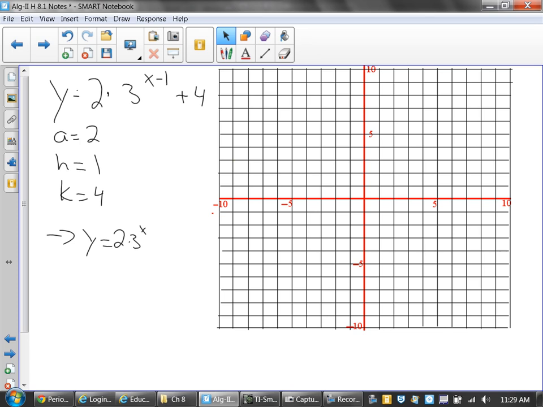When I go to graph that, what's my y-intercept? 2. My y-intercept here is going to be at 2. And now I just have to figure out some other easy point to work with. What's 3 to the first power? 3. And what's 3 times 2? 6. So if x is 1, y would be 6. In the parent function, where is your horizontal asymptote going to lie? At 0, very good.